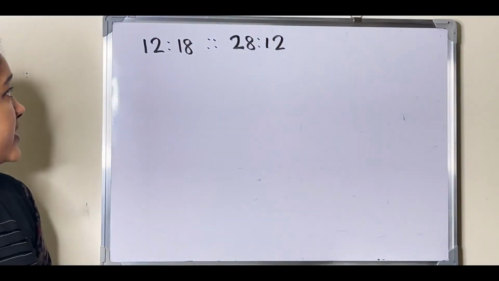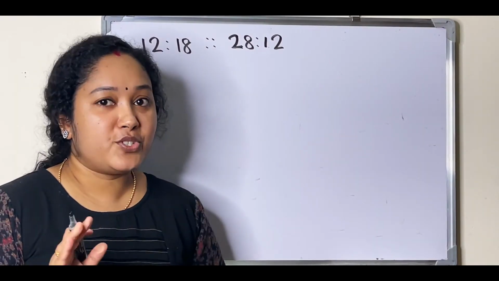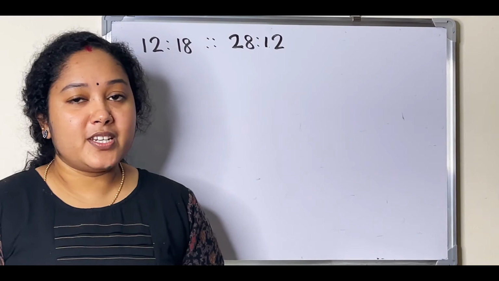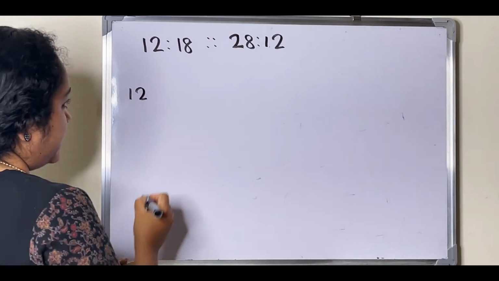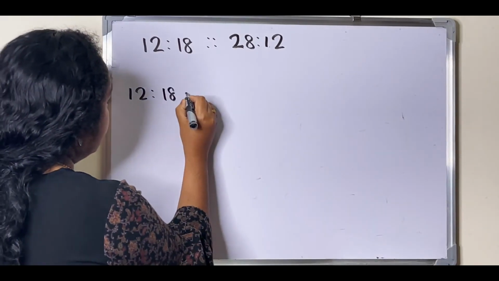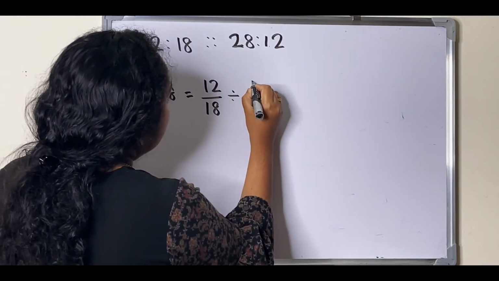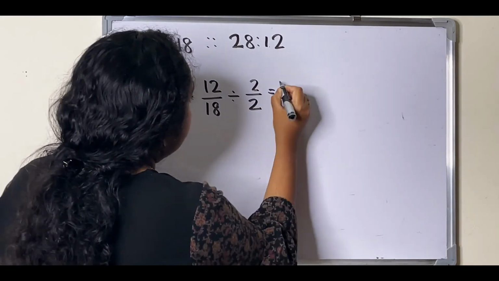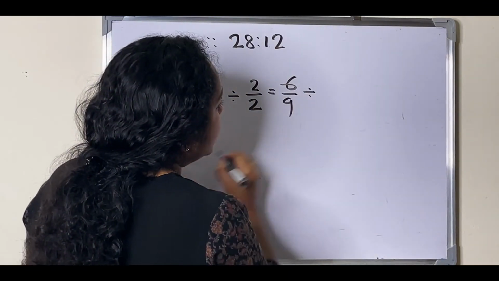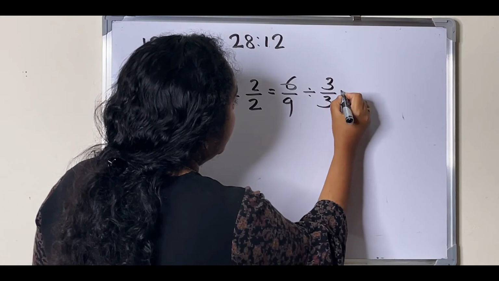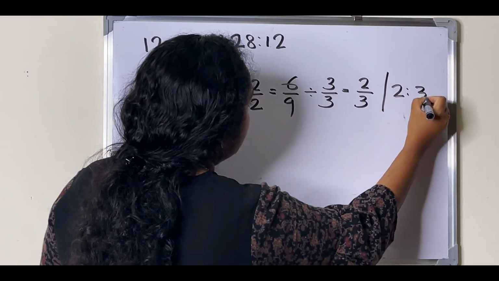Check whether the ratios 12 is to 18 and 28 is to 12 are in proportion. So to check if the two ratios are in proportion, we have two methods. The first method is write it in fractional form and find the lowest term. 12 is to 18 is equal to 12 by 18. Can be divided by both 2. We get 6 twos are 12 and 9 twos are 18, and it's divided by both 3 by 3. We get 2 threes are 6, 3 threes are 9. So the ratio is 2 is to 3.